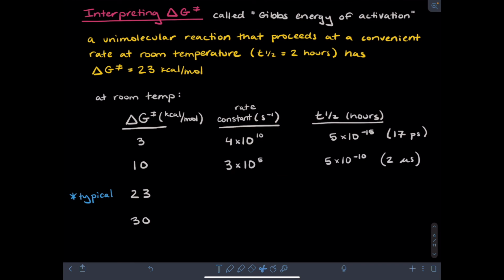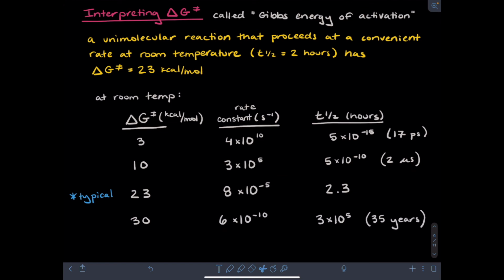Increasing the free energy of activation to 10, the rate constant drops. Now it's 3 times 10 to the 5th power, but this still corresponds to a very fast reaction, having a half-life of 2 microseconds. Our more typical value for a reaction that would be run at room temperature is the delta G double dagger of 23. This rate constant would look like 8 times 10 to the negative 5th power, and it would have a half-life of a little over 2 hours at room temperature.